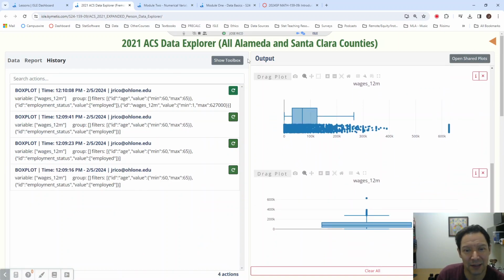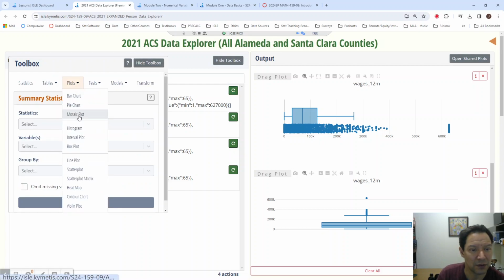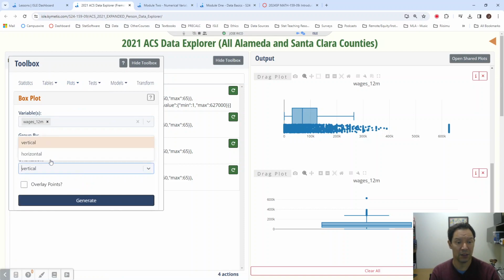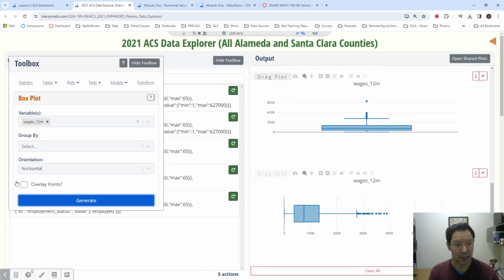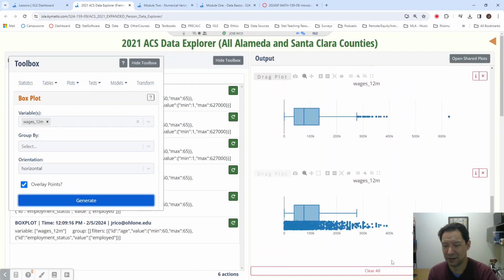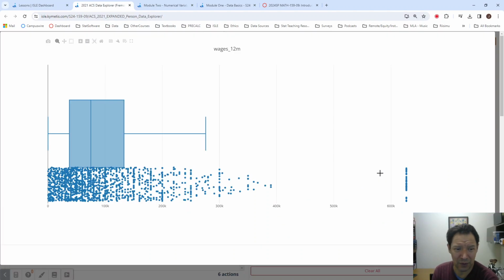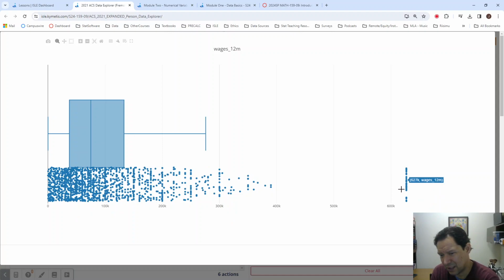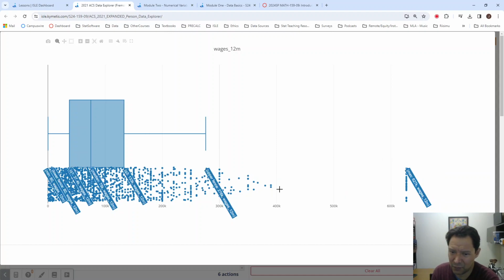One thing that it does is it doesn't remember the orientation for some reason. So if we go to box plot, variable, wages, and horizontal. And we could overlay points, but I think you'll see that the overlaying of the points is nice for the outliers, because instead of seeing just one or two dots, you actually get a sense of how many outliers there are, and you can see there's nothing in here. So you're like, well, why is there this big vastness right here? It's not really. It's the way the data is done.